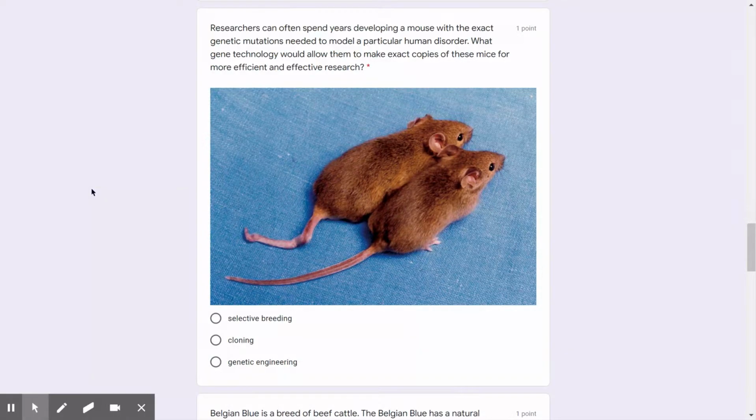Researchers can often spend years developing a mouse with the exact genetic mutations needed to model a particular human disorder. What gene technology would allow them to make exact copies of these mice for more efficient and effective research?